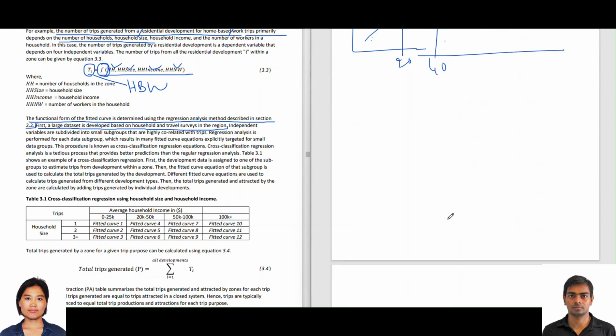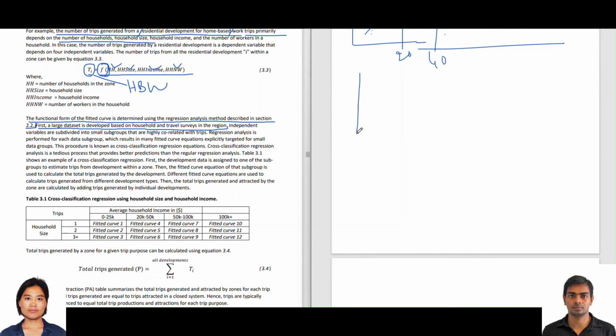So what we do is we just aggregate the data into different groups. So from income there is one set of equations. Then based on, let's say, household size, there are a bunch of equations. So developing a regression model by grouping the data into different groups is called cross classification regression equations.